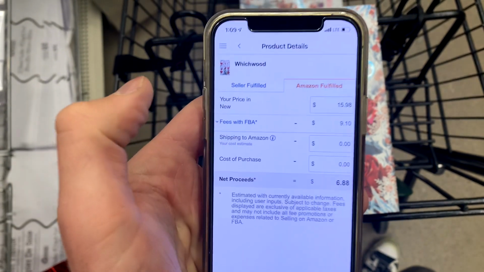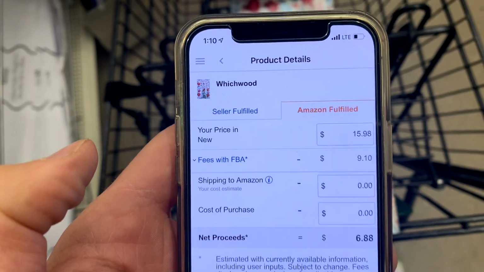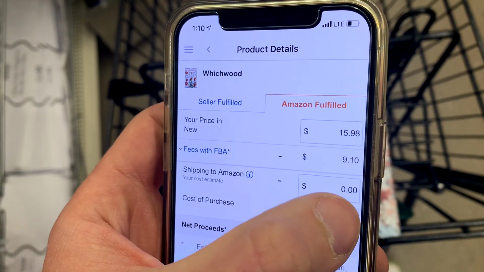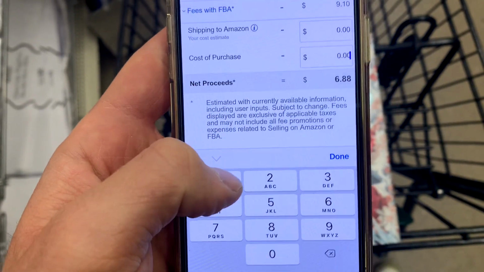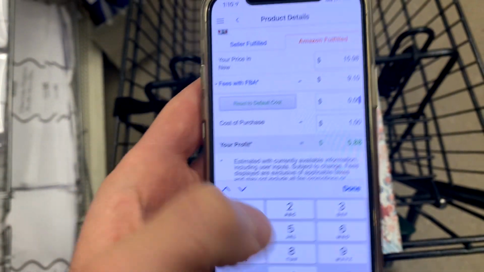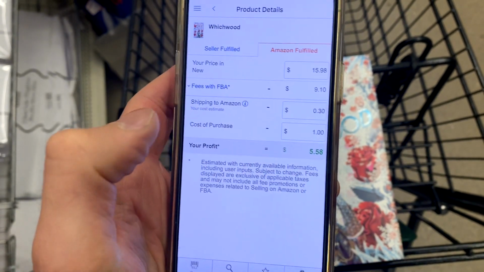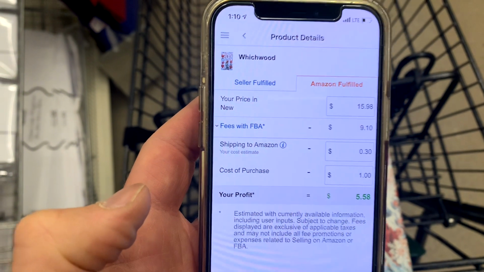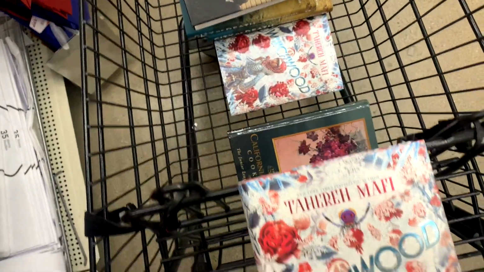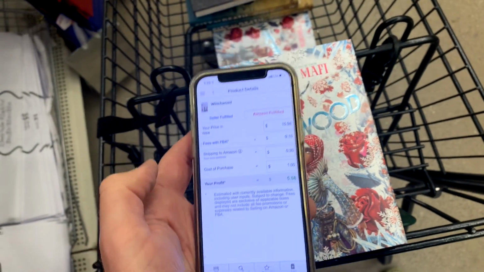Okay, so we're going to do Amazon fulfilled. So we click there. And you can see here, we'll be selling it for $15.98, which is 1 penny less than the current buy box price. So we're going to get it for $1. So that's our cost. Type it in there. And shipping to Amazon is going to cost about 30 cents a book. It's not really expensive, but we need to factor it in. Okay, so our total profit is going to be about $5.58. And there's 2 of those, so they're in good condition, so I'm going to pick those up, and that'll be a nice $10 profit.